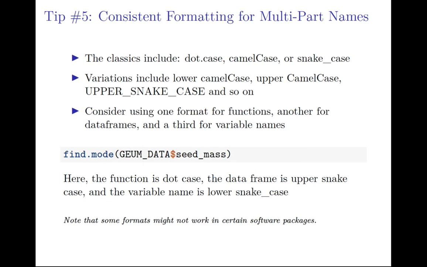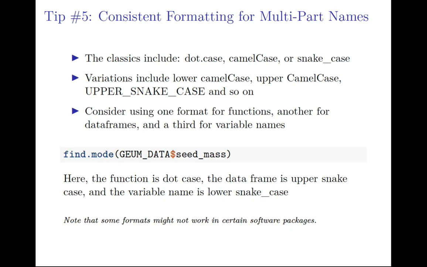Tip number 5 is you want to use consistent formatting for multi-part names. So if you haven't heard about this before, the classics include dot case, camel case, or snake case, and you can see how they're formatted. Dot case has a dot between words. Camel case has an uppercase to separate out multi-part names, and snake case has an underscore. And of course, there are many variations on this, and you can see some of them here. It really depends. You can do whatever you want, just be consistent. And one thing you could consider is using one format for functions, another for data frames, and a third for variable names, just so you can keep it straight in your mind which is which.